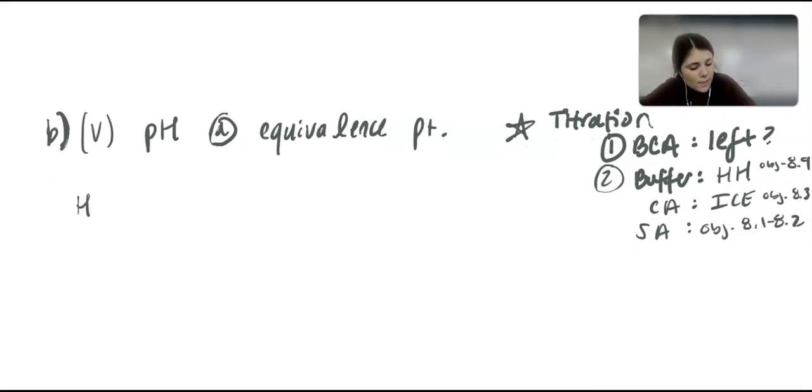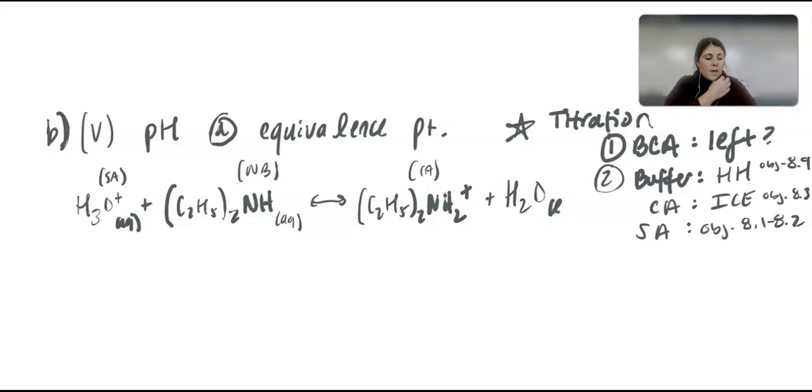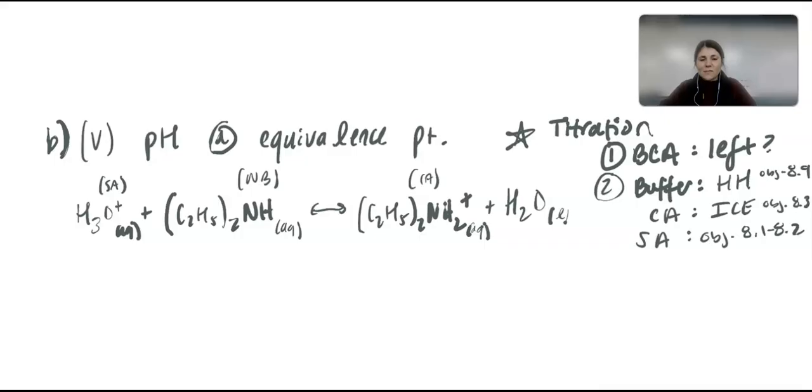So let's write this. Again, this was a strong acid titrating a weak base. And here we'll have a conjugate acid, C2H5)2NH2 positive, making water. So you may or may not have already put pieces together of what happens at equivalence point based off what we talked about earlier. But here I want to talk about the math component.